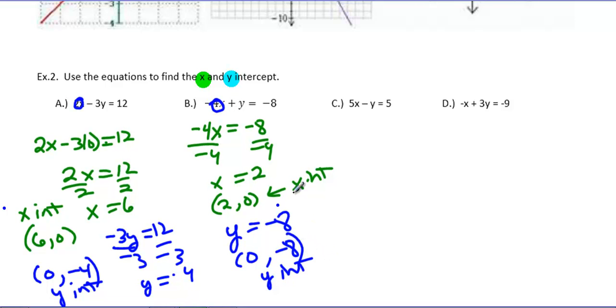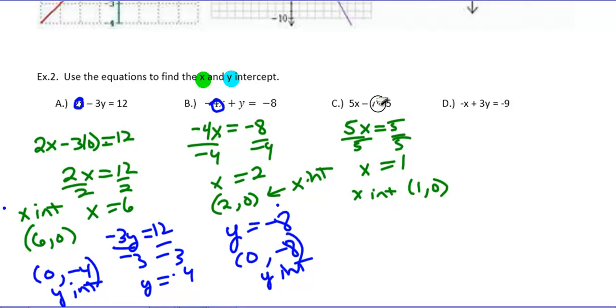Okay? We're going to do this one more time, and then we'll save the last one for you in class. So once again, x-intercept. We need to find the x. We're going to make the y 0. And then we solve. That gets me x equals 1, which tells me that my x-intercept is the point 1, 0.